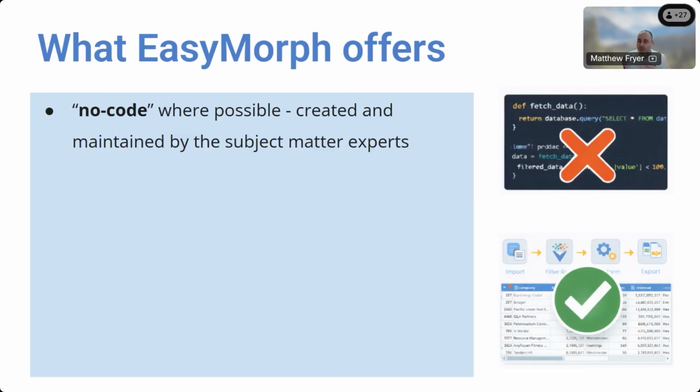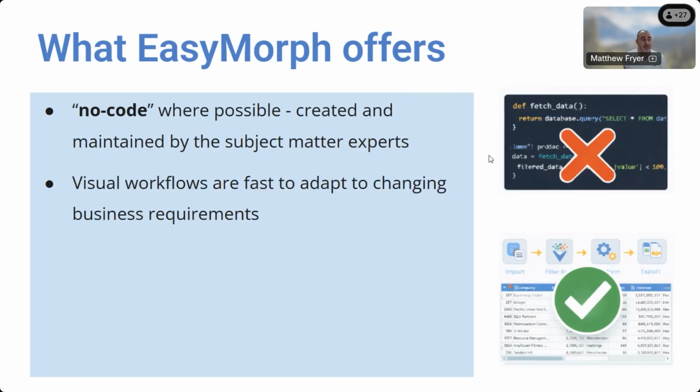Well, we do everything we can in EasyMorph to make every feature possible no code, or at the very least as low minimum code as possible. We want the business users who understand the requirements, who understand the customers and the data that they're going to be sending, to be able to contribute to actually building the solutions, not just telling other developers what they need to do. This makes the whole process just much faster.